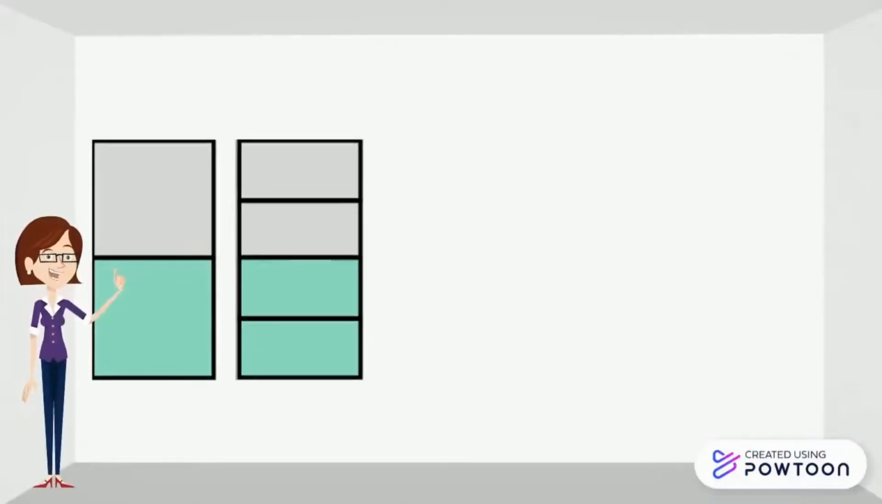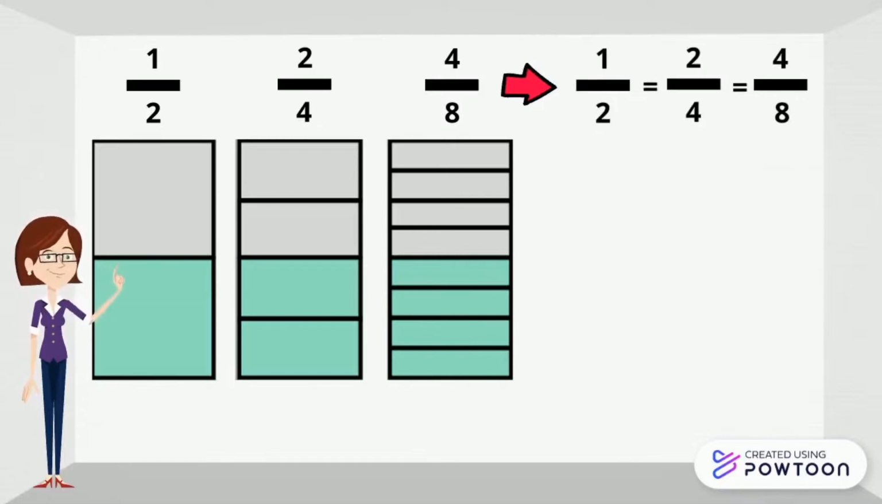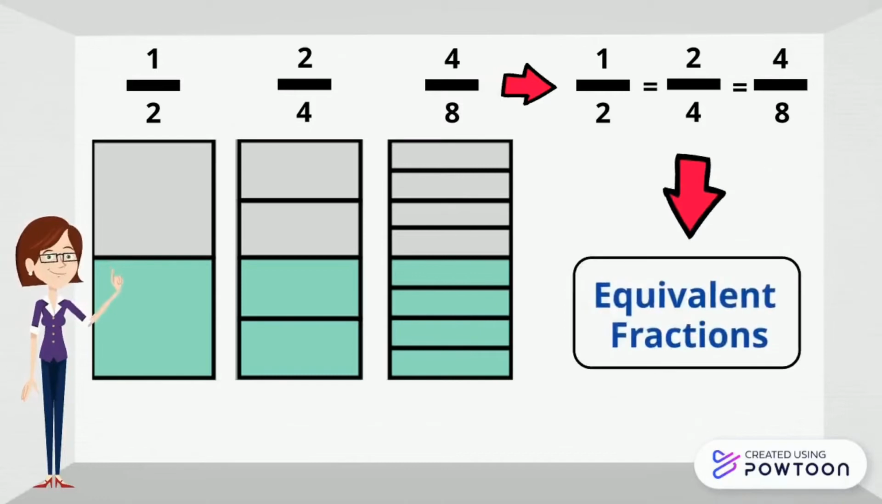Take a look at these three shapes. The first shape shows us the fraction 1 over 2. The second one shows us 2 over 4. And the third one shows us 4 over 8. Although these three shapes show three different fractions, the colored area of these three shapes have the same size. From that, we can conclude that despite having different forms, these three fractions have the same value and are the same. This is called equivalent fractions.